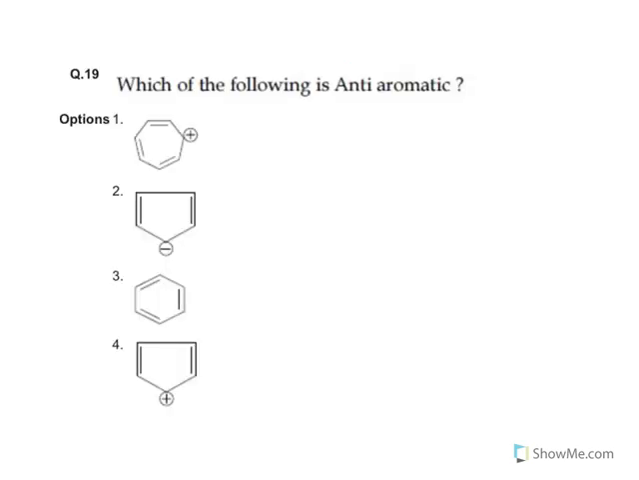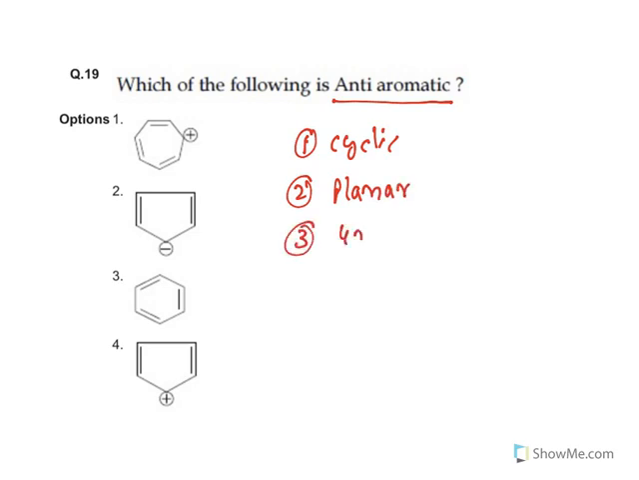Moving to the next one. Which of the following is anti-aromatic? See, just now we have seen 4 required conditions for an aromatic one. 1, it has to be cyclic. 2, it has to be a planar or flat molecule. 3, it needs to have 4n plus 2 pi electrons. So all these 3 are Huckel rule. Another one, in order to be aromatic, it needs conjugated double bonds.